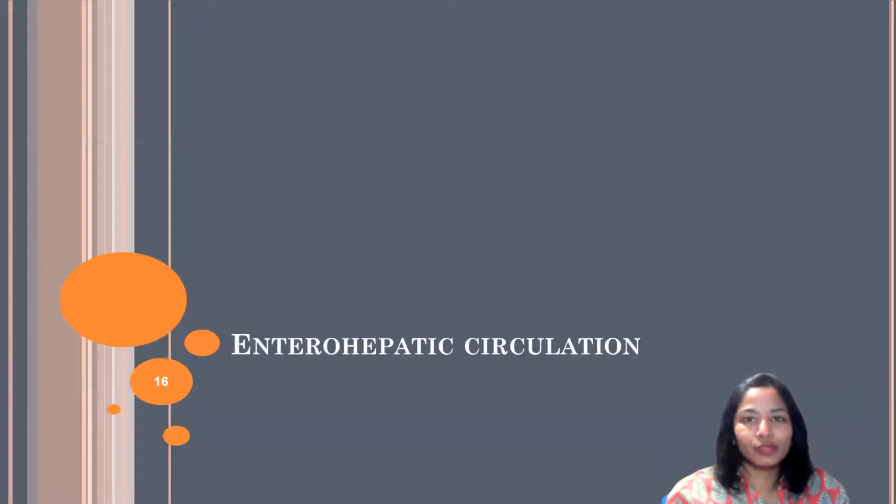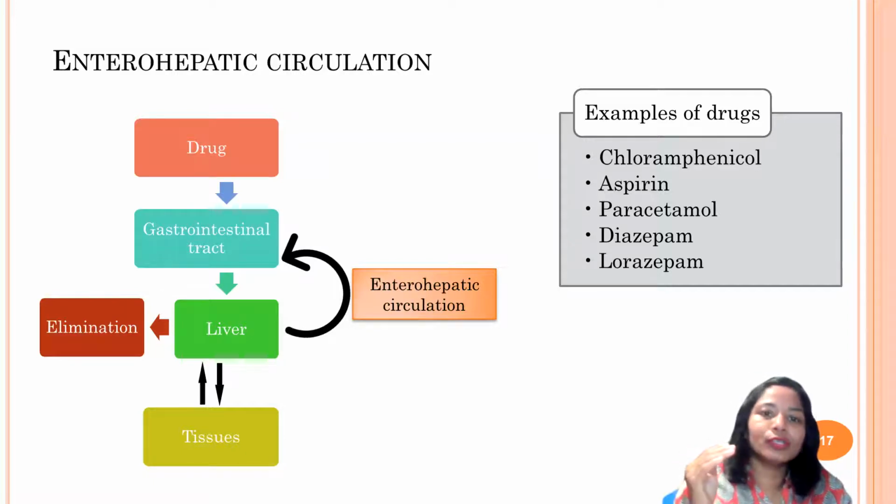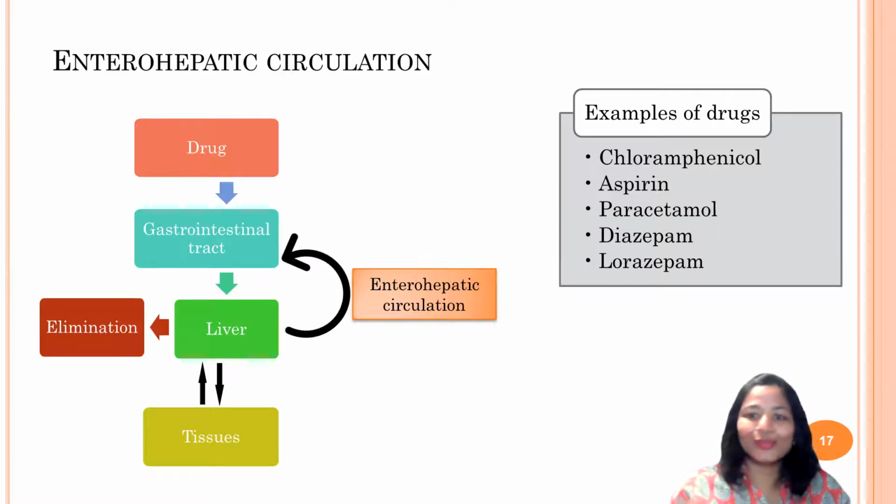Next, we will talk about enterohepatic circulation. What is enterohepatic circulation? Let's look at this flowchart. We have a drug that goes into the gastrointestinal tract and then into the liver. So what is happening in the liver? Sometimes it will be taken out into the elimination. And then from the liver, it also goes into the tissues. Now, if you look at it, the arrow goes backwards, stating that from the liver, it goes back into the gastrointestinal tract, which is called the enterohepatic circulation.